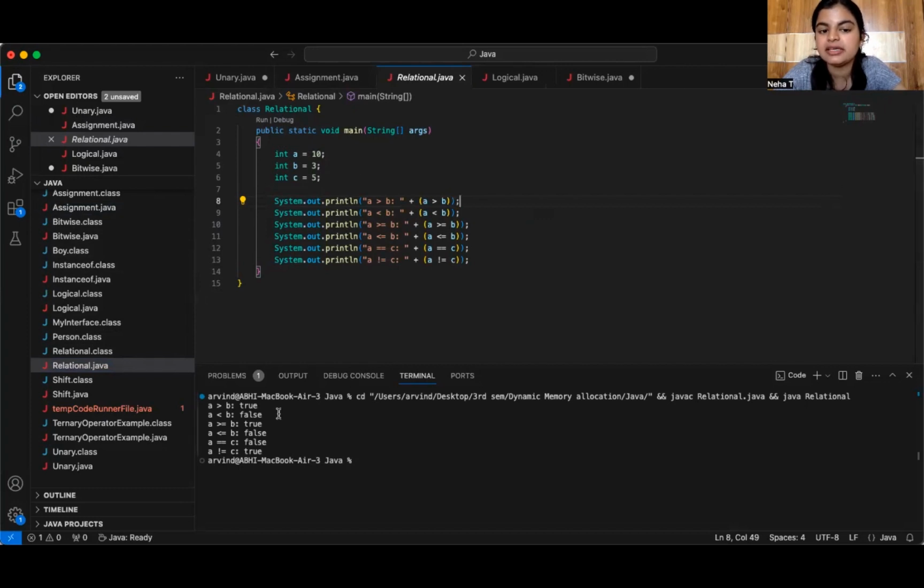Then we have A greater than or equal to B. Because 10 is greater than 3, it is true. So again we'll get true. A less than or equal to B? No, false. A equals C, which is not true, so again we'll get false. A not equal to C? Yes, 10 is not equal to 5, so we'll get true. So these are our relational operators.